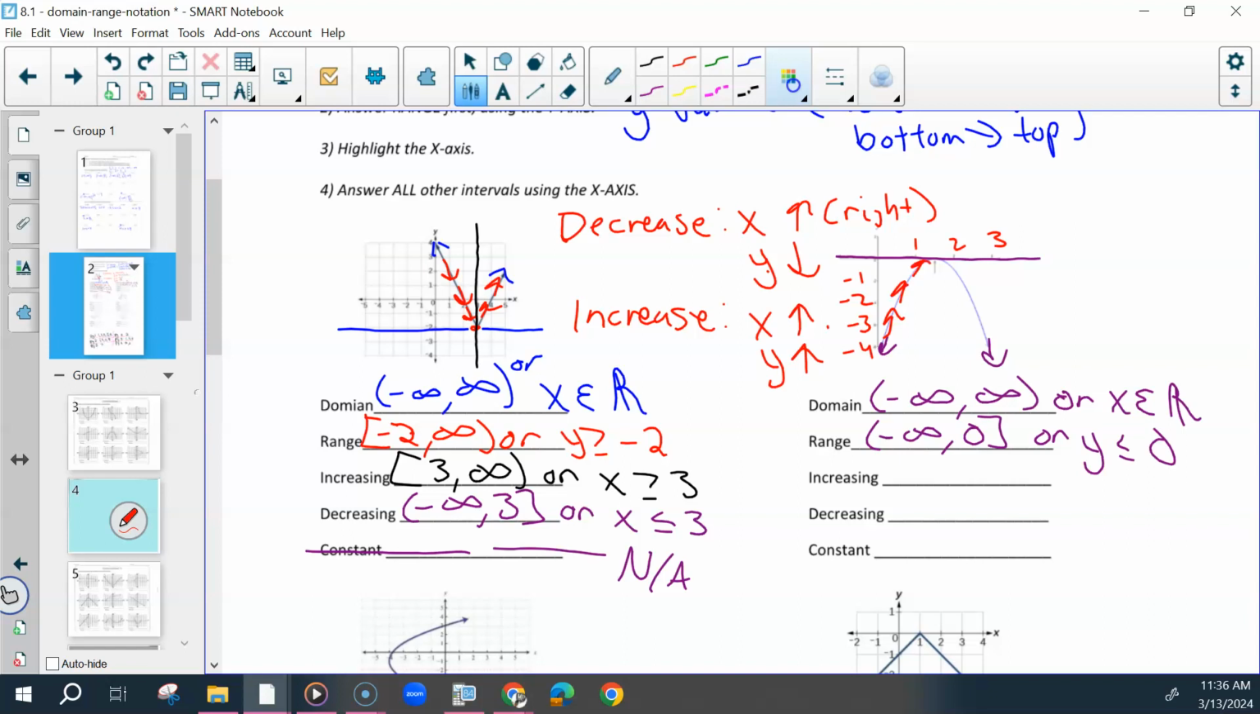And then after that, what happens here? What are your y values doing? They're decreasing. They're going down. So increasing would start at what x value if this keeps going down to the left? Negative infinity. And it's going to stop increasing at that 1.5.